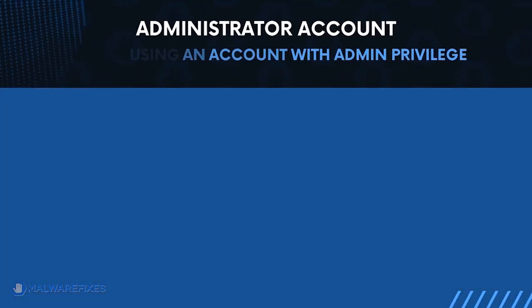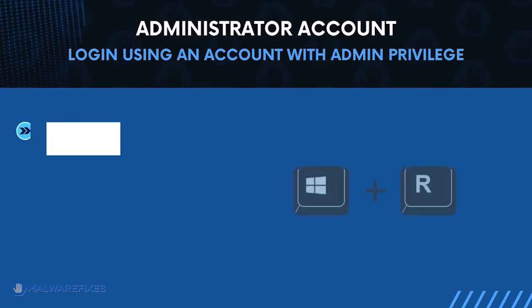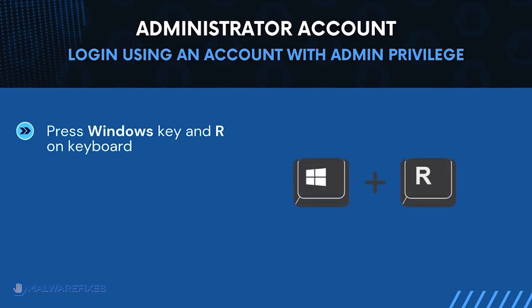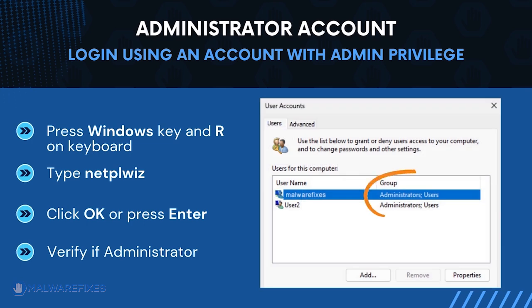Before we begin, make sure that you are logged in with an administrator account. To check for this, press Windows key and R on your keyboard. Then type netplwiz in the field. Click OK or press Enter on your keyboard. The User Accounts window will display. It will show if the current account is an administrator. After confirming that your account is an admin, we can now proceed to the procedures.